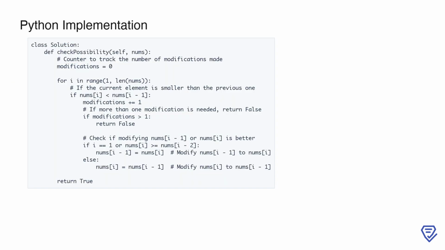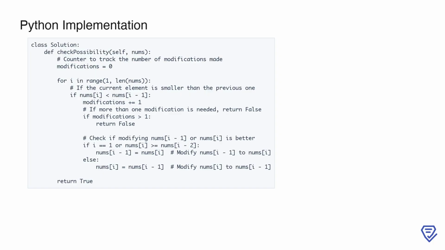The solution class defines a function checkPossibility, which determines if it is possible to make the input array nums non-decreasing with at most one modification. The function starts by initializing a variable modifications to track the number of changes made to the array. It then iterates through the array starting from the second element.